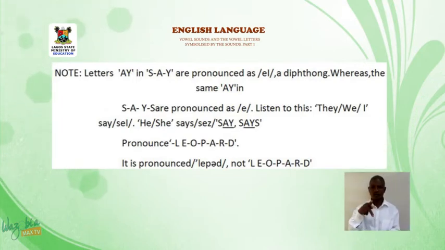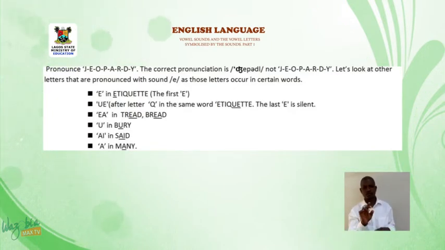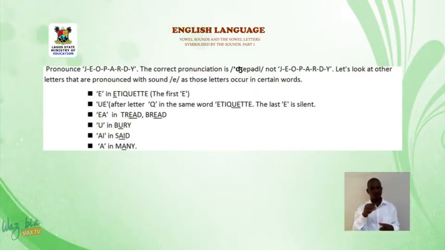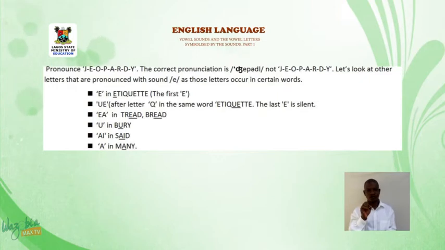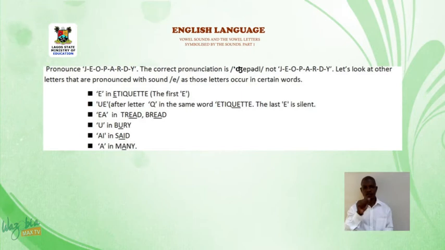Pronounce L-E-O-P-A-R-D. It is pronounced leopard, not leopard. Pronounce J-E-O-P-A-R-D-Y. The correct pronunciation is jeopardy, not jeopardy. Let's look at other letters that are pronounced with sound E, as those letters occur in certain words. E in etiquette, the first E. UE after letter Q. In the same word, etiquette, the last E is silent. EA in thread, bread. U in bury. AI in said. A in many.